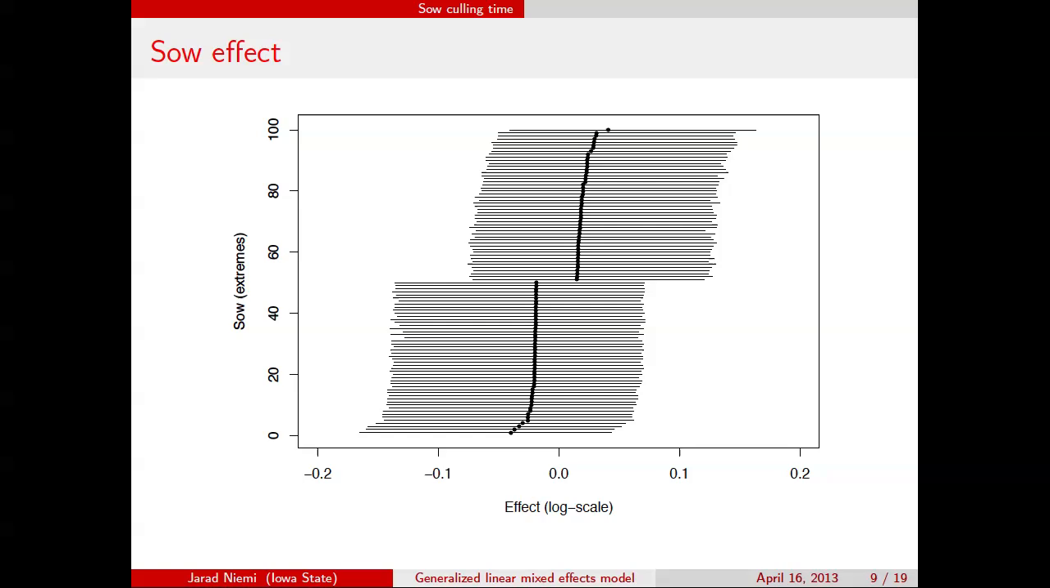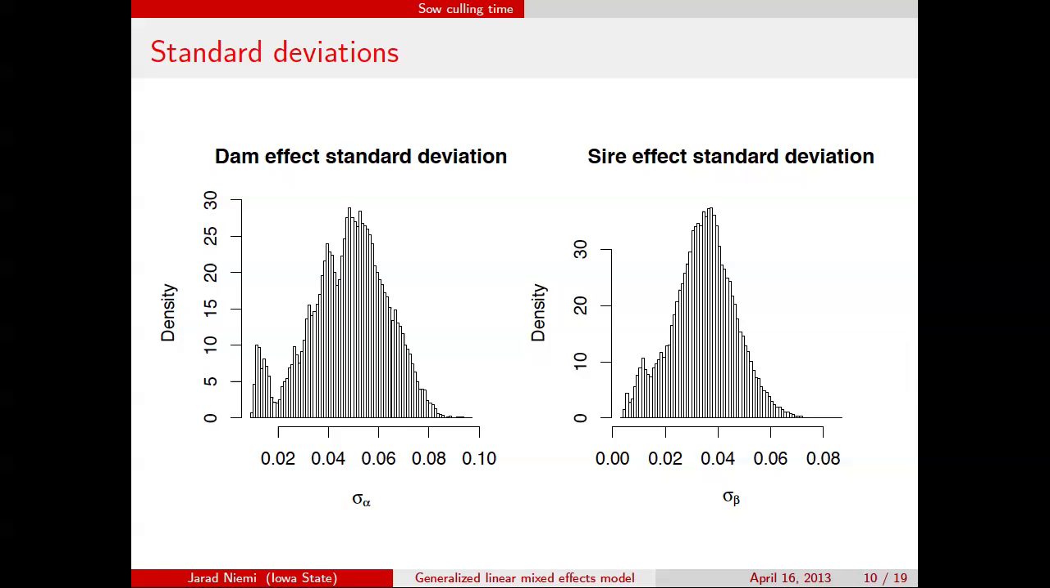Okay, so I think then I'm going to go on. These should really say now sow on the left and grandsire on the right. And these are now the posteriors for the standard deviation parameters for the mixed effects, one for the sow and one for the grandsire. All right, so what do you think? Yes?